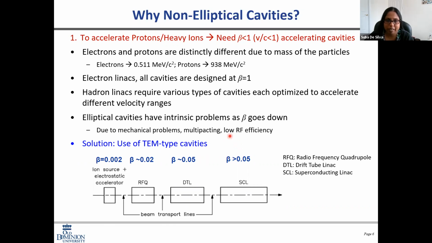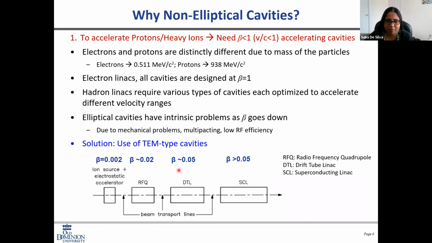You can still use elliptical cavities at a certain beta, maybe above beta 0.5 or 0.6, but it's not at all favorable for very low betas. So the only solution is to use TEM type cavities.